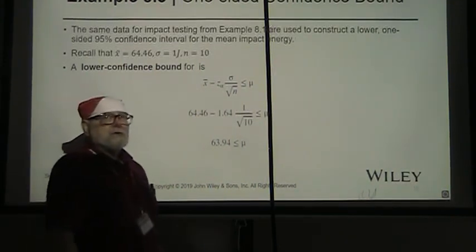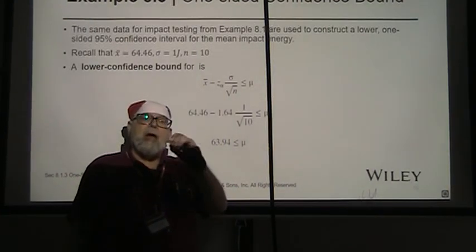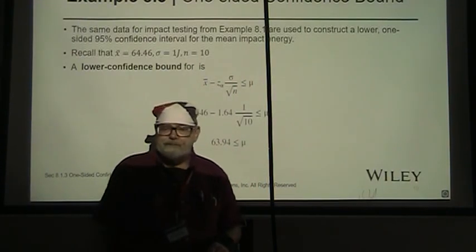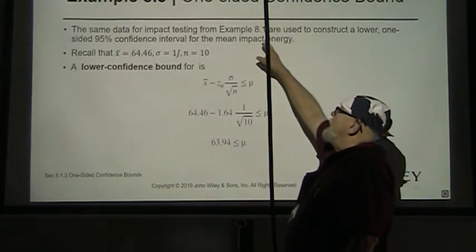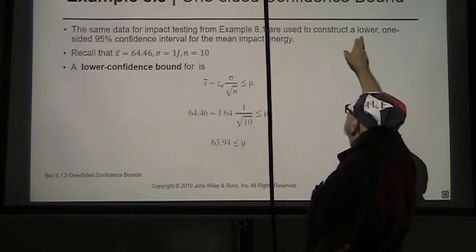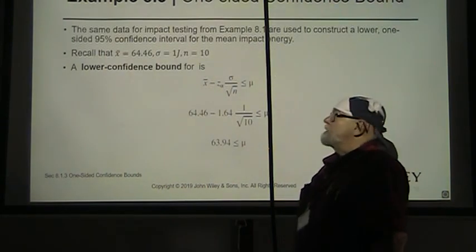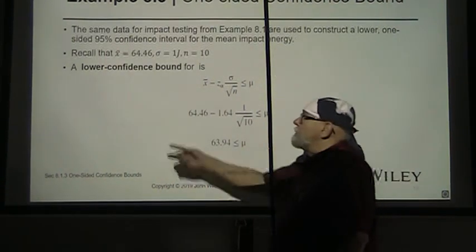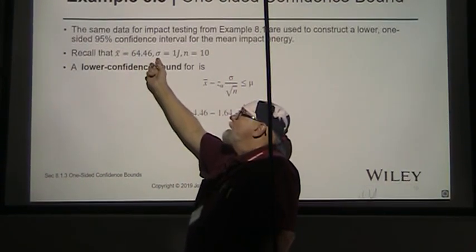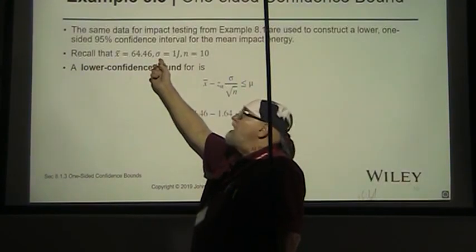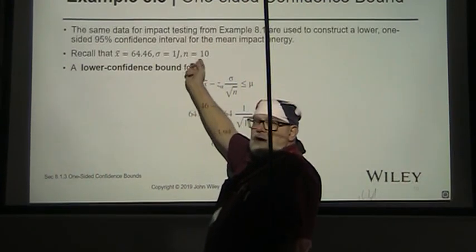All right, so let's extend example 8.1 a little bit more and do it as a one-sided confidence bound. The same data for impact testing from example 8.1 are used to construct a lower one-sided confidence interval for the mean impact energy. We have to remember x bar equals 64.46, that our standard deviation equals 1 joule, and that our sample size is 10.